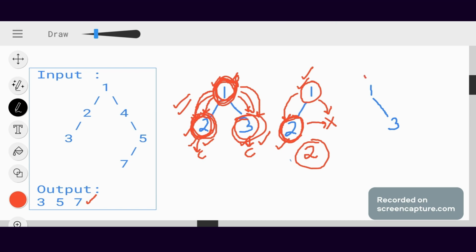Similarly, moving to this tree, this is my parent node. Move to the left side. Do we have a node? No, we are getting a null value. Move to the right side. Do we have a node? Yes, we do. It is 3. This parent has a single child node 3. That means this node does not have any sibling. So we will print 3 here.